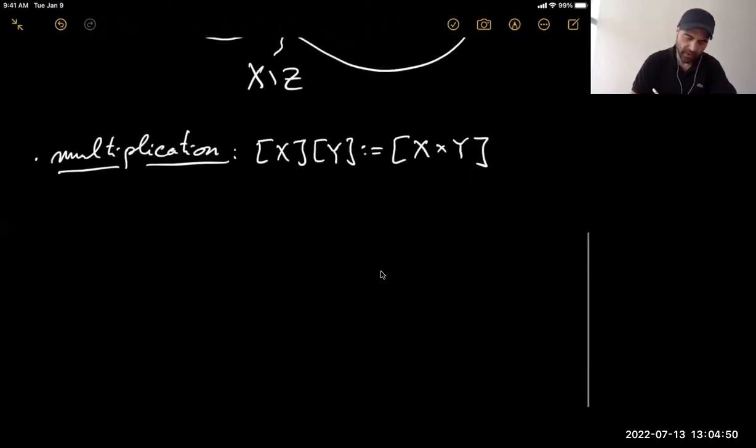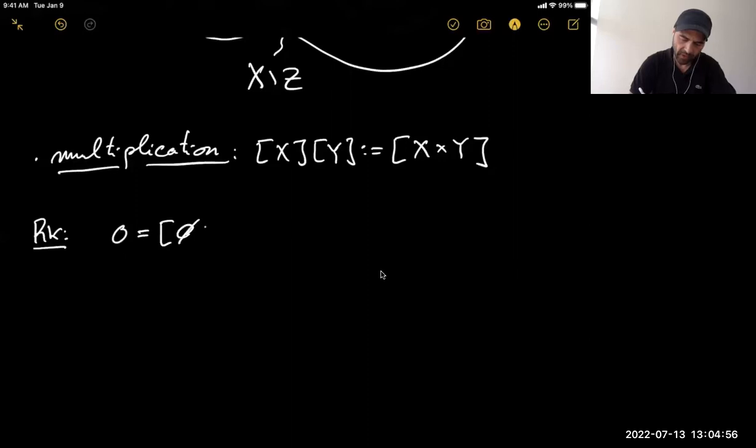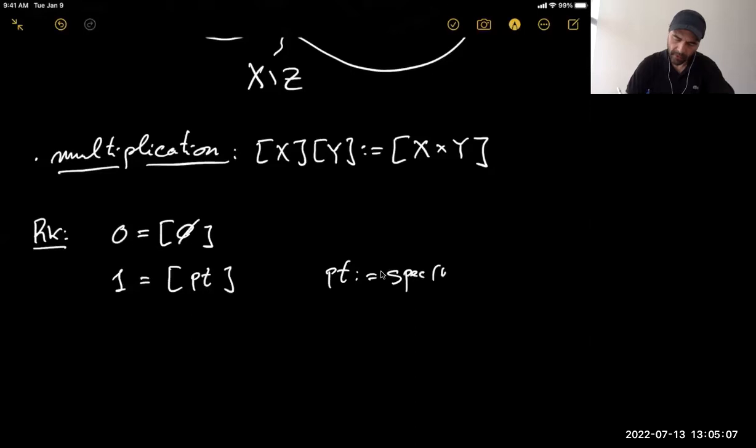Maybe very basic remarks about this ring. Well, the 0 is in fact the class of the empty algebraic variety. The 1 is the class of a point, so of course a point, I mean Spec k. And an important class here, usually denoted by L, is the class of the affine line.